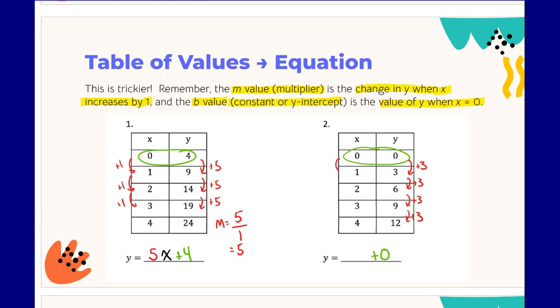We also want to double check, are the x values going up by 1? In this case, they are. This saves us from having to do any extra calculations. If we wanted to, we could. The change in y is 3, divided by 1, the change in x, which equals 3. Either way, that's our m value.